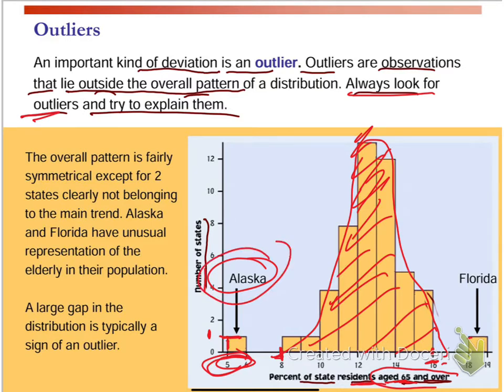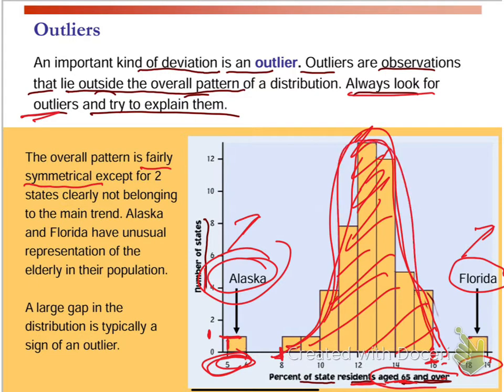So Alaska is unusual. Florida is also unusual, because in Florida the percentage is between 18 and 19, which is higher than even the maximum which we have here. So these two are odd, they are different, they are not matching with the pattern of the distribution. The overall pattern is fairly symmetrical, so it is acceptable. Fairly means acceptable. We can see it is almost symmetrical, except for two states clearly not belonging to the main trend, which are Alaska and Florida.